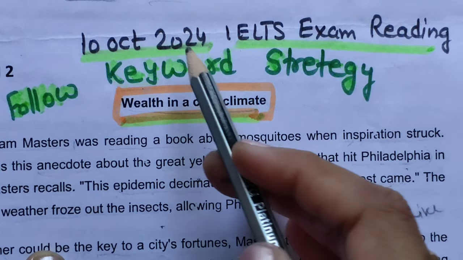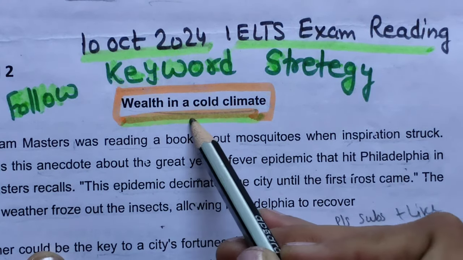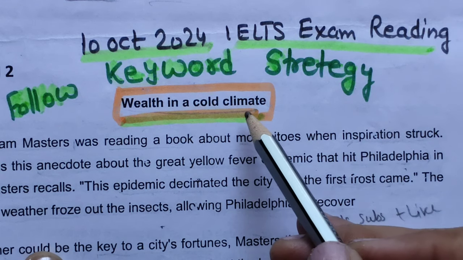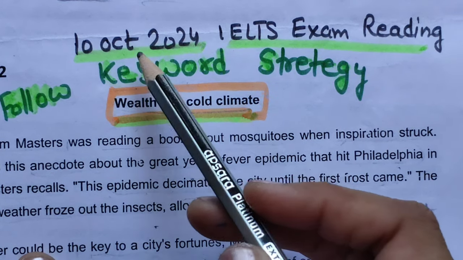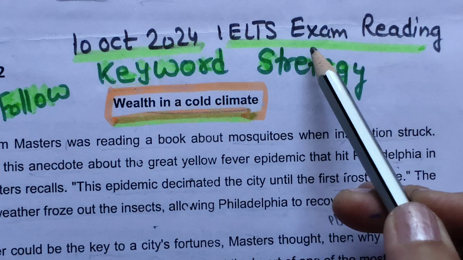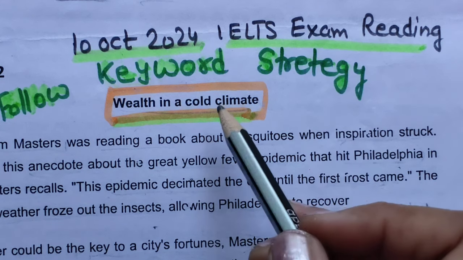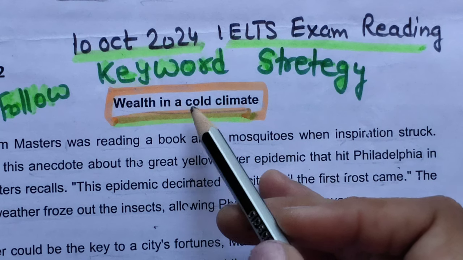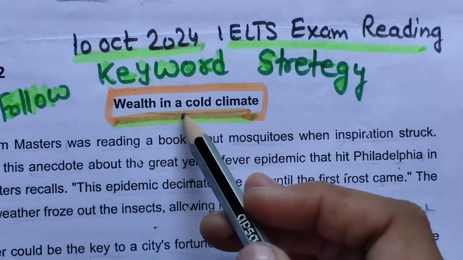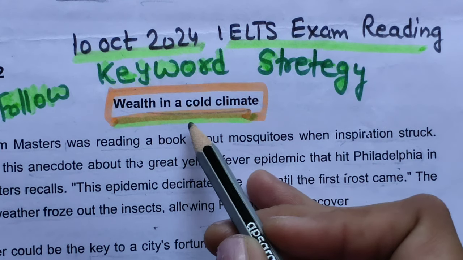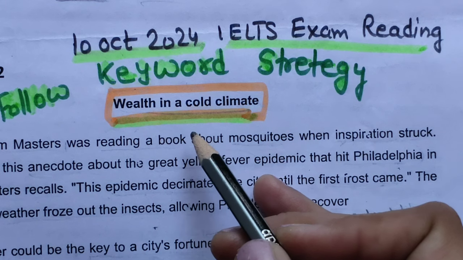So here we will be doing this reading, Wealth in a Cold Climate. This reading was part of the 10th October 2024 IELTS exam that happened in India and my surrounding countries also. So maybe in a neighboring country, another reading was there. You can always text me, and even in India, you will get 2 or 3 sets.